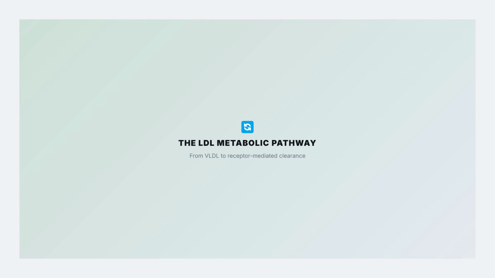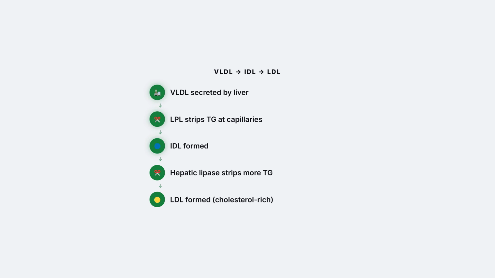Now let's trace LDL's full life cycle, because LDL isn't secreted directly by the liver. It's the end product of a stepwise remodeling process that starts with VLDL. The liver secretes VLDL, rich in triglyceride. Lipoprotein lipase, activated by ApoC-II, strips out triglyceride at peripheral tissue capillaries, converting VLDL into IDL. Hepatic lipase then further strips IDL of remaining triglyceride, yielding cholesterol-rich LDL.